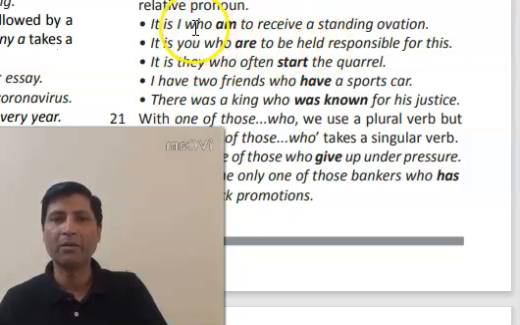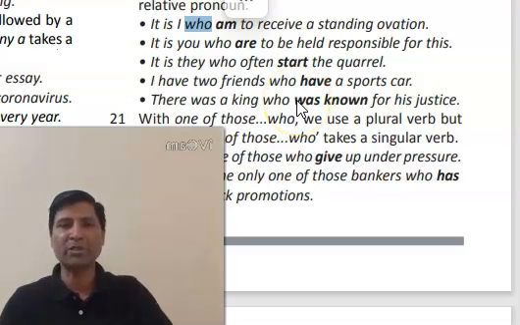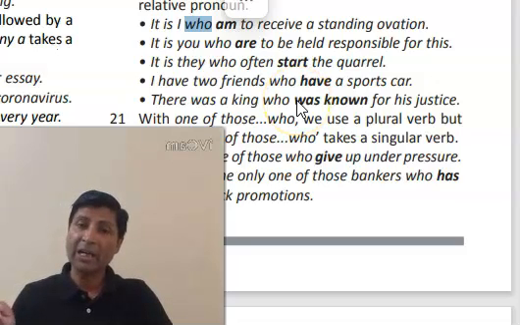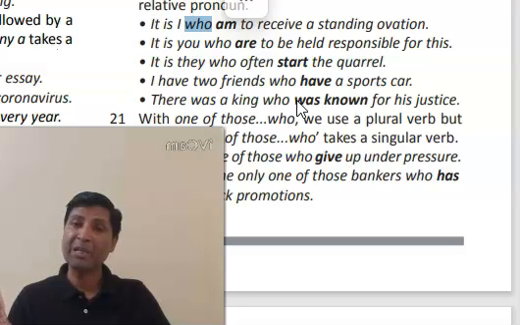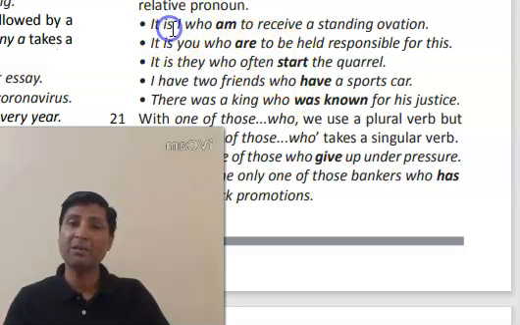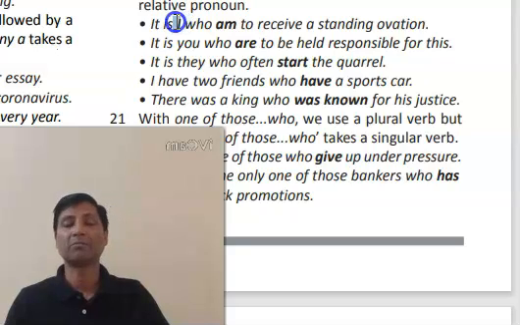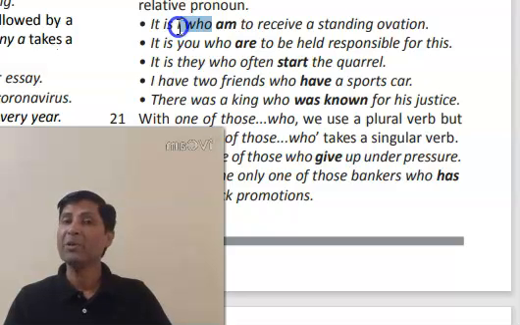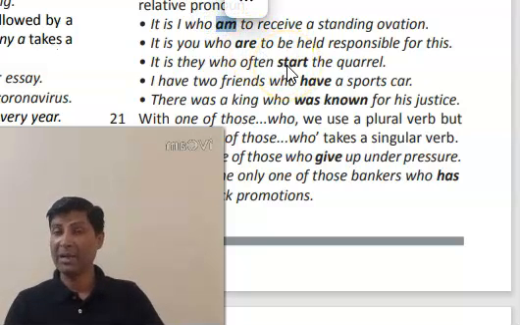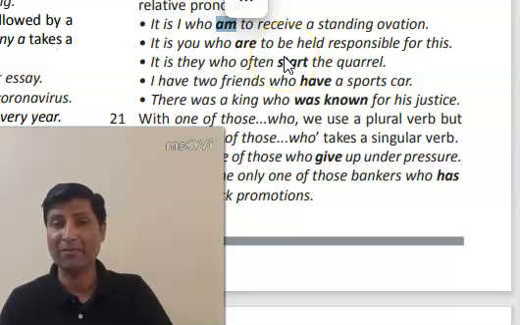Now what is happening here? You see this relative pronoun? This relative pronoun is being preceded by a pronoun, and this pronoun is in the first person. So this who is also changing into the first person pronoun. And because who is changing into the first person pronoun, therefore this verb is in the first person. Perhaps you might not have understood it fully.